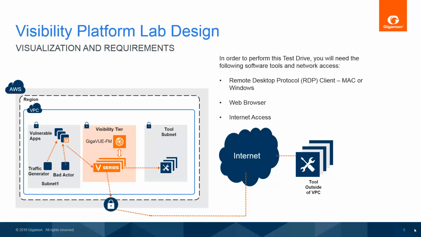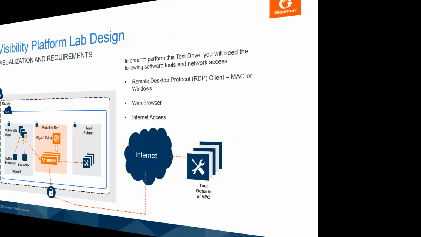traffic. The agents will then forward packets over to the vSeries node where, based on the flow maps that you create, will send that traffic over to tools that exist inside the subnet or to tools that exist outside the subnet. In order to do these use cases, you will need to have a remote desktop protocol client on the Mac or on your Windows machine, a web browser, as well as internet access.